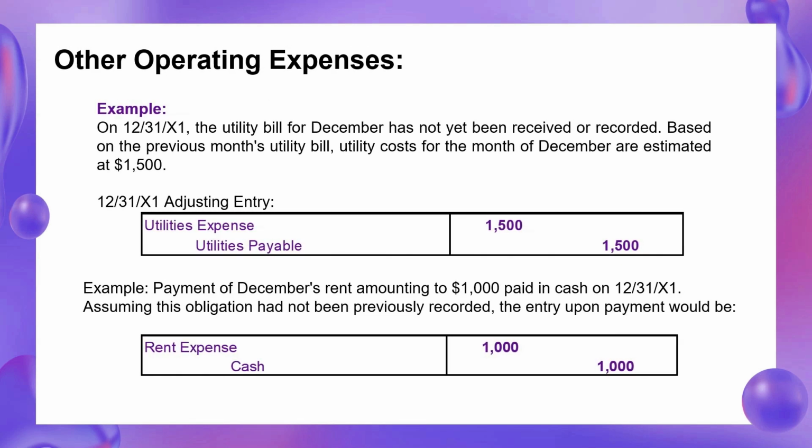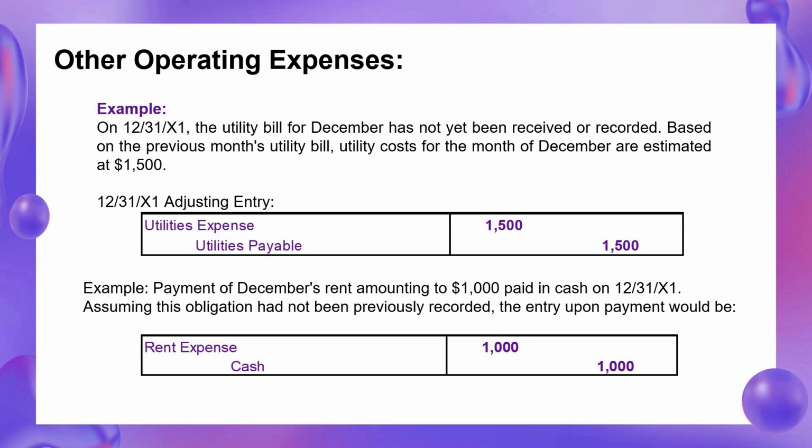Another example of these kinds of operating expenses might be the following. Let's assume that we actually haven't received a utility bill for the month of December, and therefore we aren't quite sure exactly what our utility cost is for the month of December. However, we do need to reflect some expense for utilities in December. We just haven't gotten the billing yet.